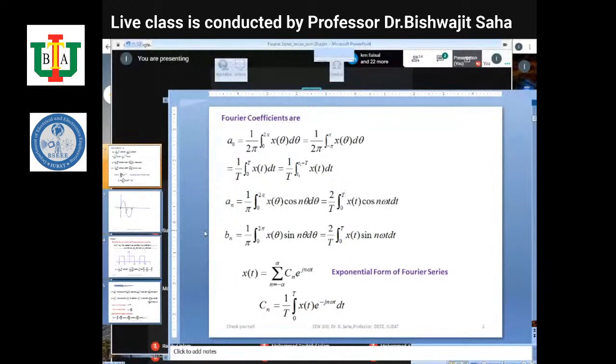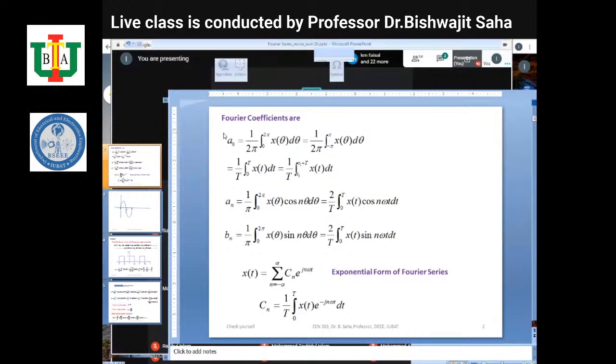For Bn, similar. Just we need to change the sign terms. Like 1 over pi, 0 to twice pi, x of theta, sine n theta d theta, equals 2 over T, 0 to T, x of t, sine n omega t dt. These 3 coefficients you need to find out for Fourier series.